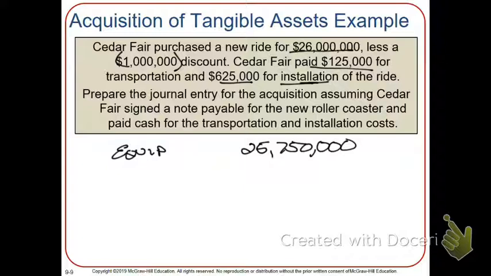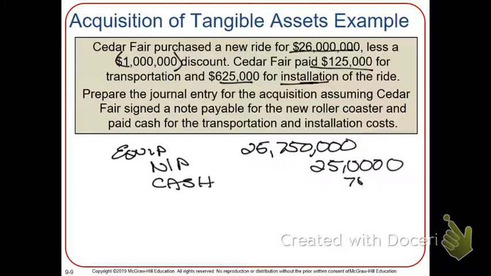Now, they said they paid a note for the roller coaster, and they paid cash for the rest. So that's how the bottom part would look. So equipment for $25,750,000, notes payable for $25 million, and cash for $750,000. Do you see how everything's added in?